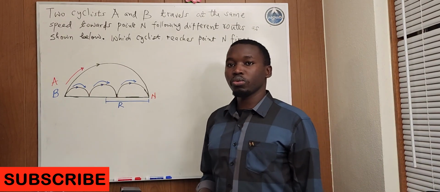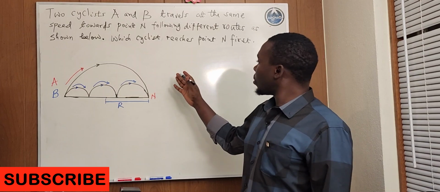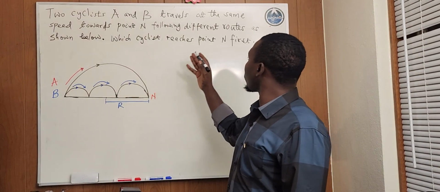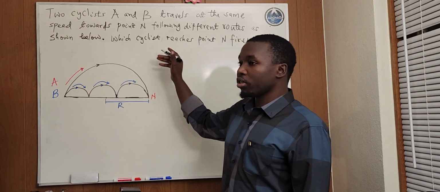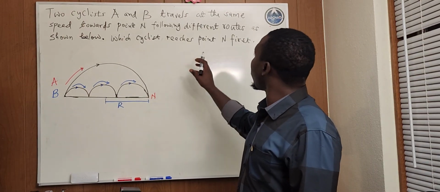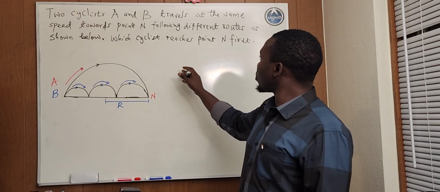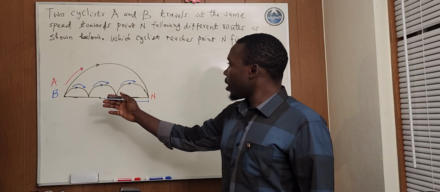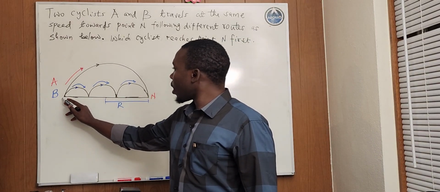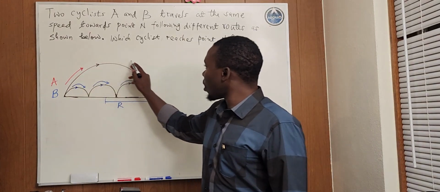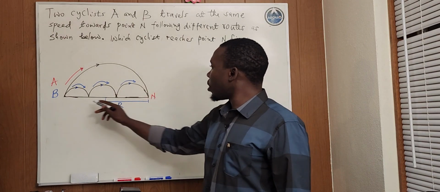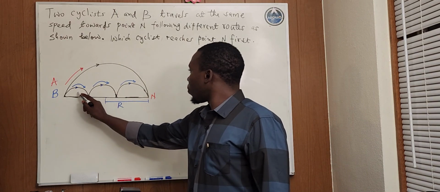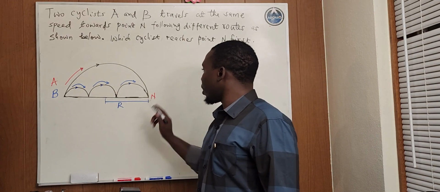And today we are going to solve the question as shown on the board here. It says two cyclists A and B traverse at the same speed towards point N, as shown here. And the question is asking which cyclist reached point N first. Here, cyclist A, as shown from the diagram, follows the same semicircle to point N, while B follows these small semicircles here, which are 3, to point N.